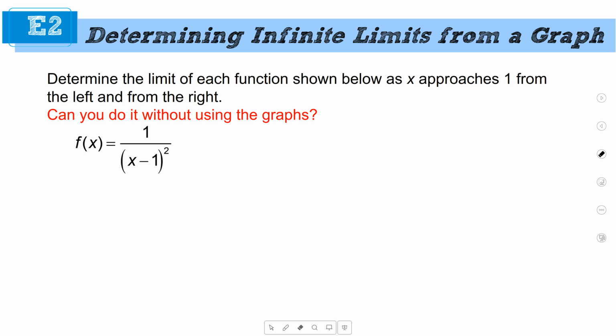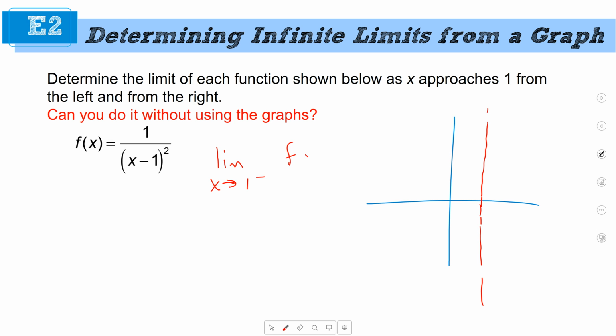This one's a little bit different though because my denominator is squared. So we have an asymptote where? At 1. So if we go to the left of 1, the limit as x approaches 1 from the negative direction of f of x, is it positive infinity or negative infinity?